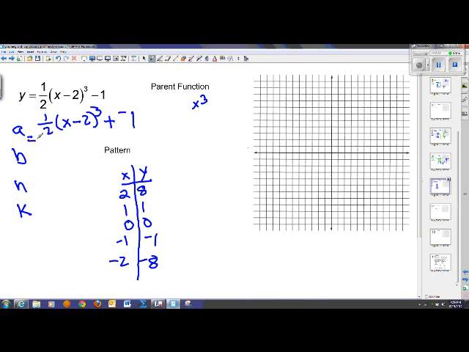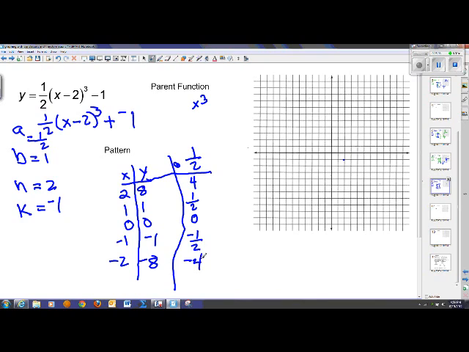Turns out that A in this case is a half. B is equal to 1. H is equal to 2. K is equal to -1. So I go over 2, down 1. There's my graph. A is a half, which means that multiplies all my y values by a half. So I'll multiply all those by a half. 8 times a half is 4. 1 times a half is a half. 0, -1/2, and -4.